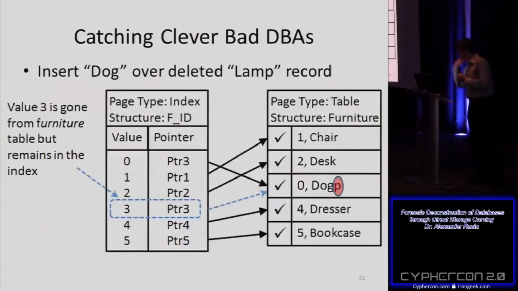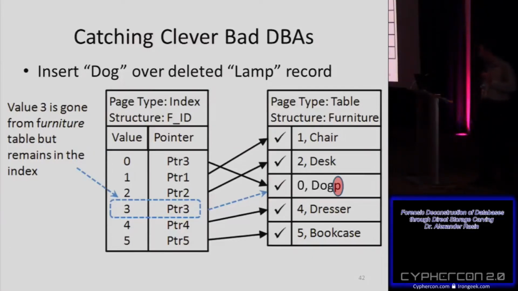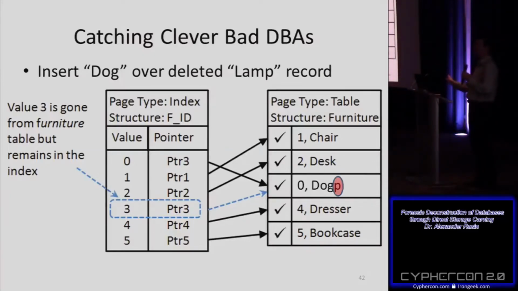So here's another example specifically to deal with particularly clever DBAs. So let's say you delete the record, and you had a record that said lamp in the furniture table. And then you said, well, if I just leave it there, then someone's going to find it, and I'll be found out that there's no log record for it.